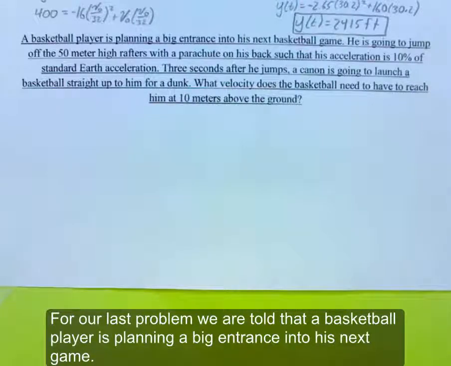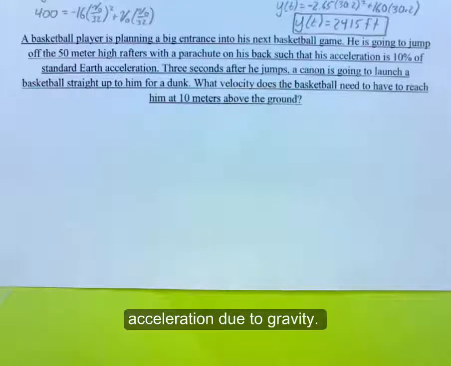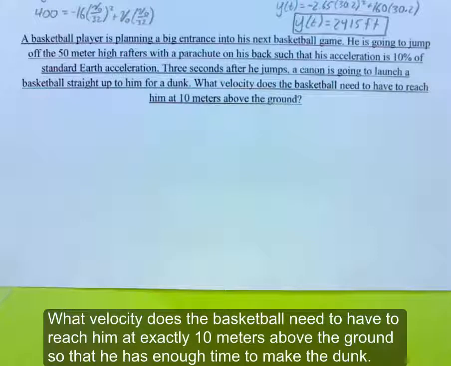For our last problem, we are told that a basketball player is planning a big entrance into his next game. He is going to jump off a 50-meter high set of rafters with a parachute on his back, such that his acceleration is only 10% of standard Earth acceleration due to gravity. 3 seconds after he jumps, a cannon is going to launch a ball into the air straight at him for a dunk. What velocity does the basketball need to have to reach him at exactly 10 meters above the ground so that he has enough time to make the dunk?